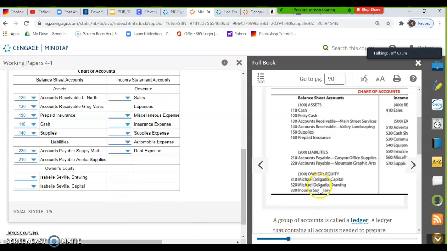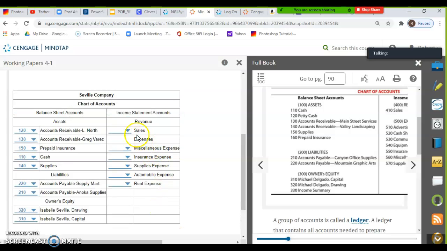Then we've got owner's equity. So the capital account is going to be the first one, 310, drawing 320, income summary 330. We have no income summary on here, so we just need the capital account. It's 310, drawing 320. And our sales, it's sales 410.